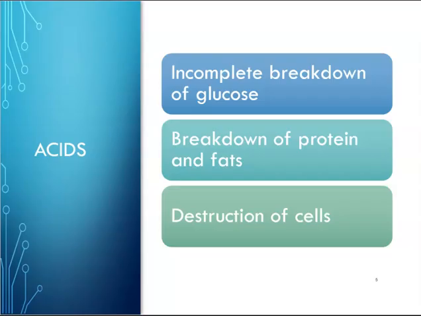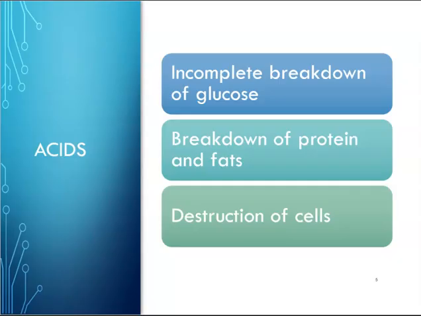So there are a few different sources for your acids. Incomplete breakdown of glucose, an example of that would be your lactic acid. So lactic acid or lactate is a chemical byproduct of anaerobic respiration. That's the process by which the cells produce energy without oxygen around. Lactate is going to be the normal endpoint of anaerobic breakdown of glucose in the tissues.